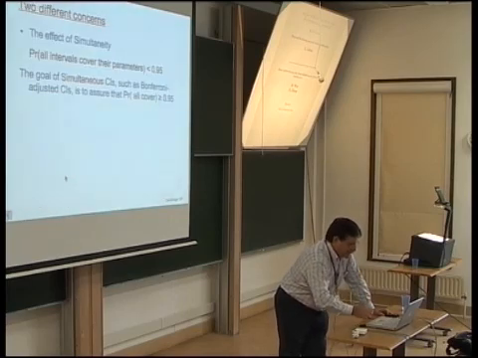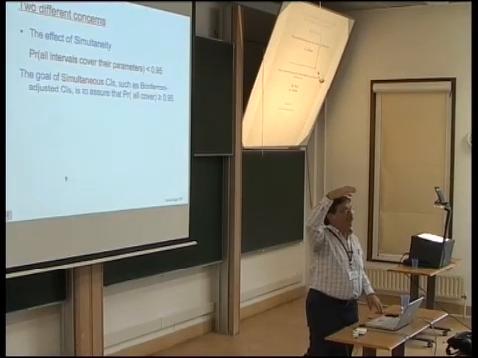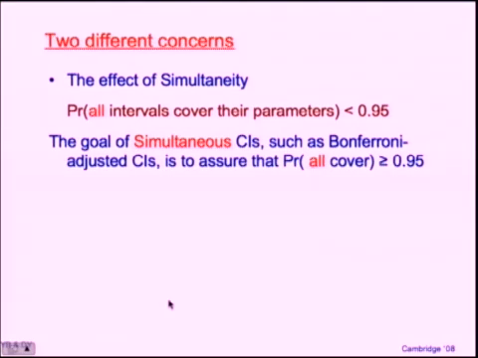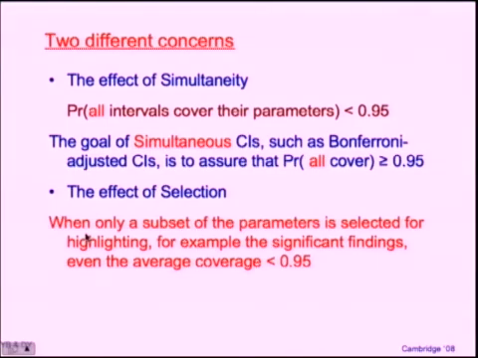So we have to realize that we have 2 different concerns when we talk about multiplicity. One is the effect of simultaneity. Sometimes we want the probability that all intervals will cover their parameters at the same time to be bigger than 0.95. So the goal of simultaneous confidence intervals, such as Bonferroni inflating and so on, is to assure that the probability that all will cover jointly will be at the desired level. But in the effect of the selection, we simply worry about the fact that a subset of parameters is selected for highlighting and the average coverage deteriorates below 0.95.